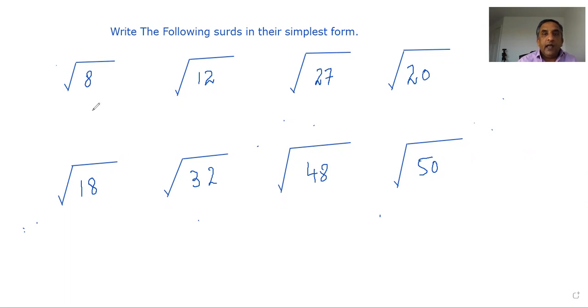It's very simple. What we have to do is we will just split. For example, question number 1 says square root of 8. We have to write it down in its simplest form, because as you can see, this is a surd. You can't work out the square root of 8 straight away. So we have to write it down in its simplest form.